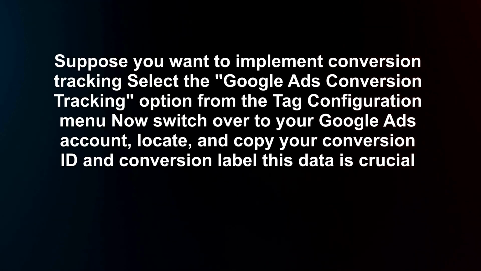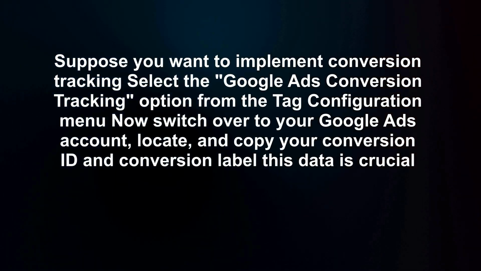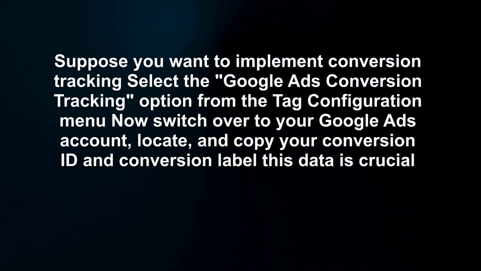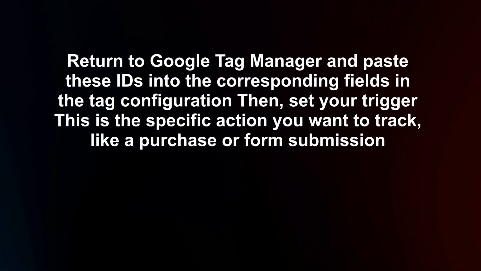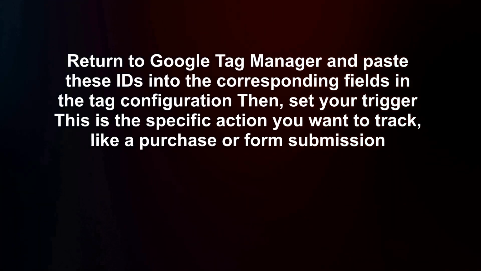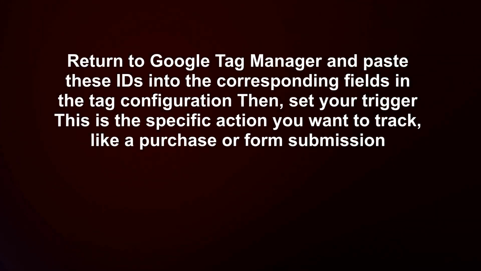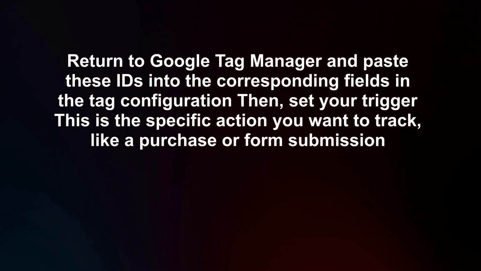Now switch over to your Google Ads account, locate, and copy your conversion ID and conversion label. This data is crucial. Return to Google Tag Manager and paste these IDs into the corresponding fields in the tag configuration. Then, set your trigger.